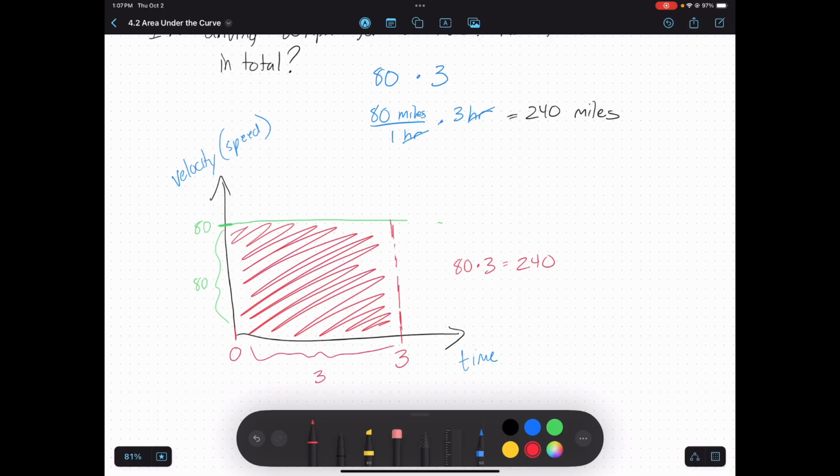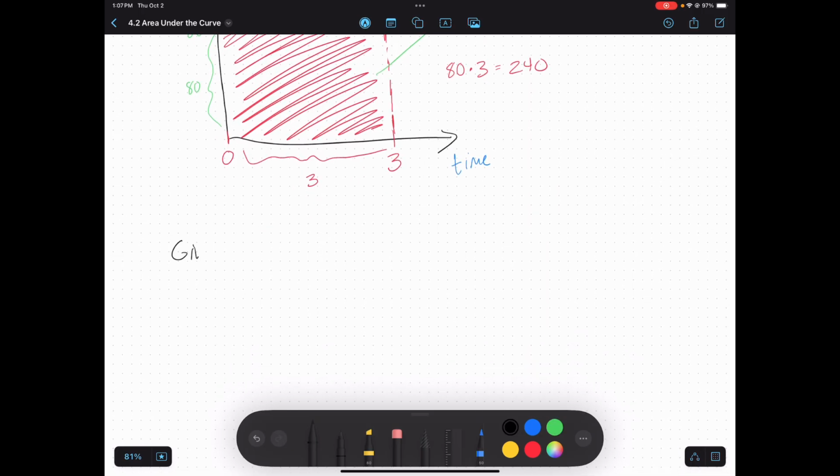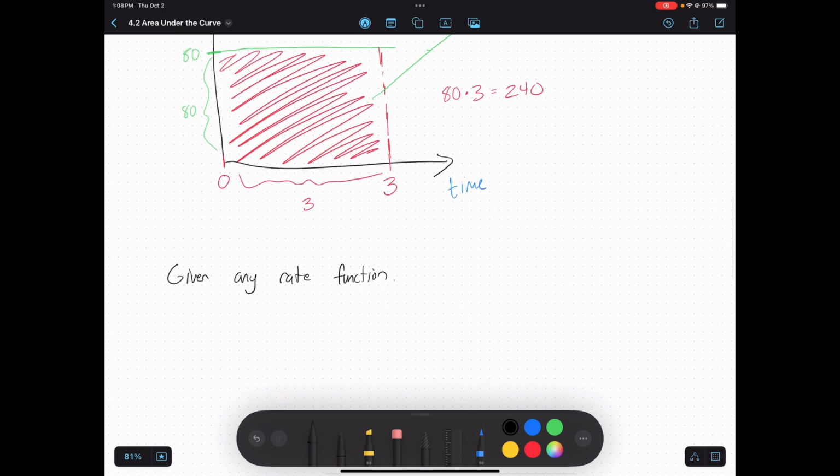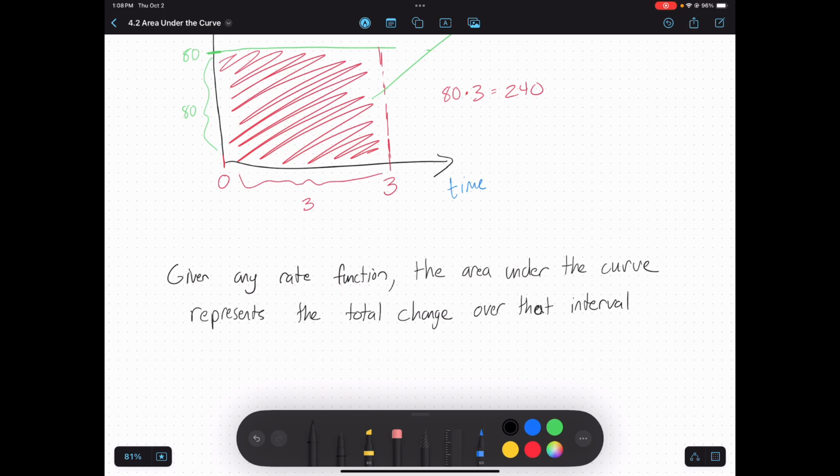It turns out that the area under this curve tells me the total distance I actually traveled. So area under the curve can be meaningful. In fact, given any rate function, notice in this example my rate function was my velocity. My function measured the velocity that I was traveling. Given any rate function, the area under the curve, or the area between the curve and the x-axis, this is just more convenient to write, represents the total change over that specific interval that you're looking at. So area under the curve becomes really, really useful once I think about it in that way.